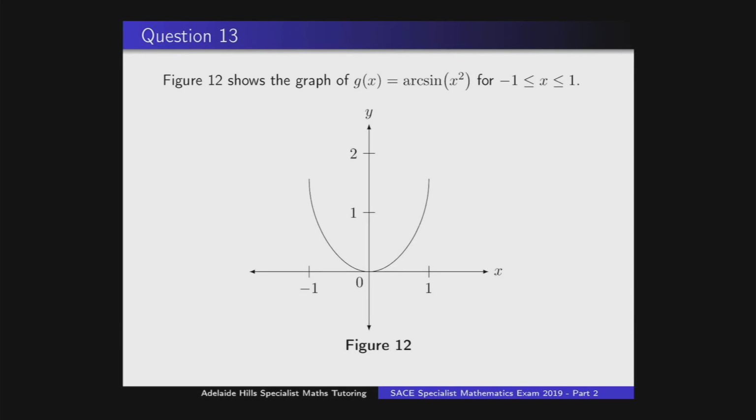And so this was a question that involved doing a little bit of integration and understanding a little bit about taking the inverses of functions. So it starts off with a figure, 12 here, and it shows a graph of the function g of x, which is, we're told, the function arc sine of x squared over the domain x going from -1 to +1 inclusive, and the figure is basically showing that.